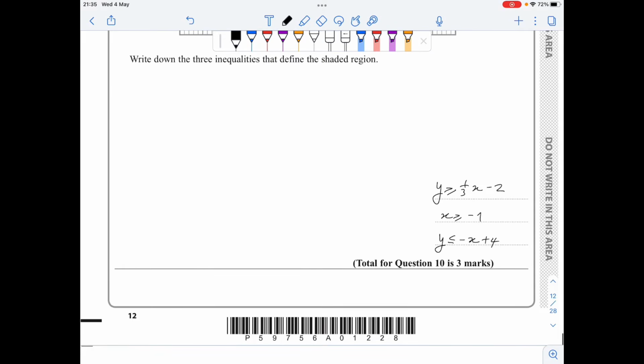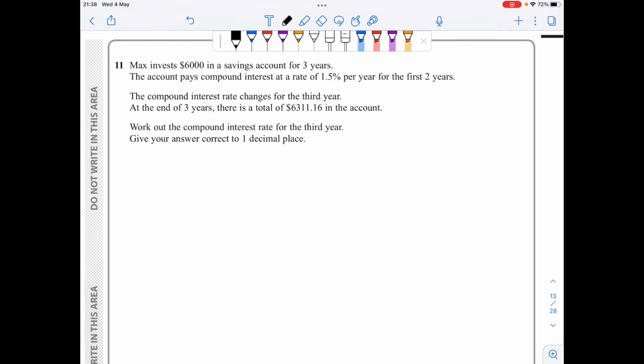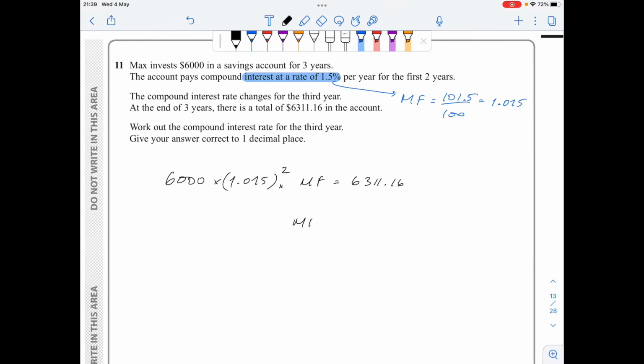For question 11, an interest rate of 1.5% corresponds to a multiplying factor of 101.5 over 100, which is 1.015. So I start with 6,000 times 1.015 squared, because that's for 2 years, times another multiplying factor, and this will give me 6,311.16.